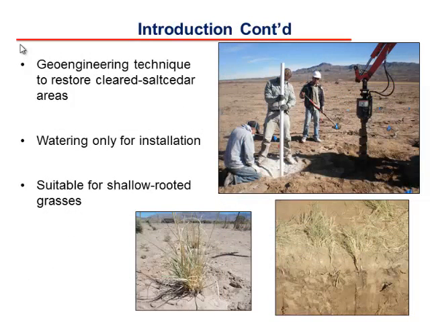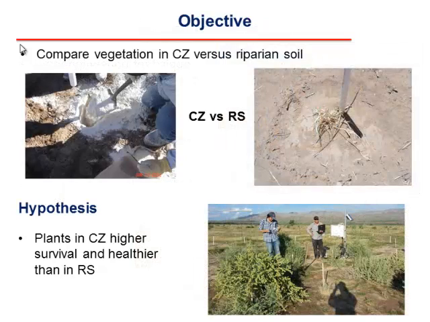So this method that we're proposing has certain advantages. For example, you don't need to use water. You only use water during the installation. And it's suitable for both shallow rooted plants and deep rooted ones. So what we did in this study is we took it from the lab to a pilot field study scale. The objective was to test whether plants grown in zeolite cores will be superior, have higher survival rates, and be healthier than plants grown in regular soil. We expect the plants in zeolite to be healthier.